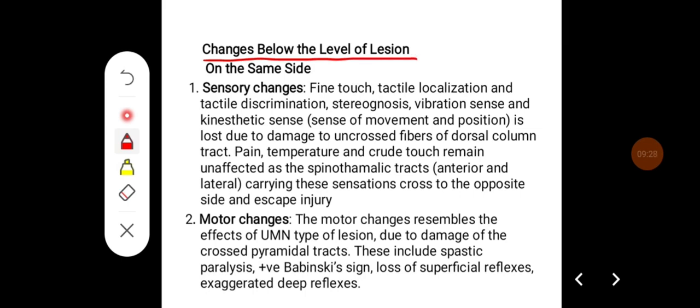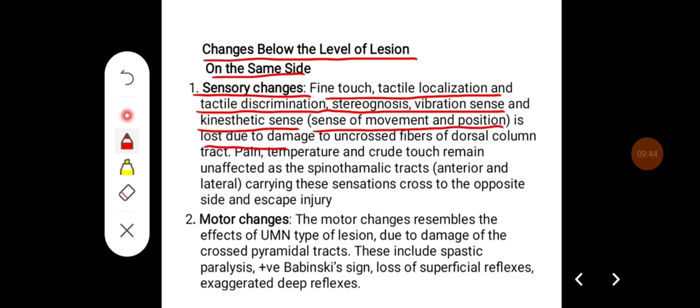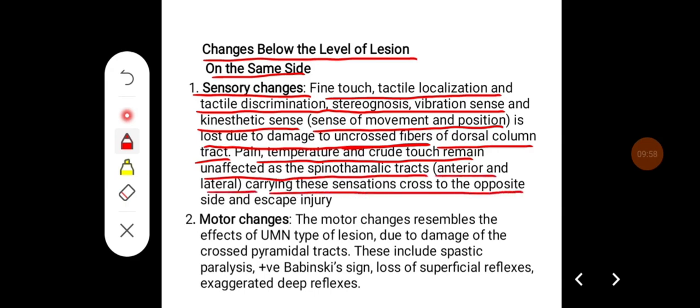Changes that are seen below the lesion, that is on the same side, there might be sensory changes like fine touch, tactile localization, tactile discrimination, stereognosis, vibration sense, kinesthetic sense, that is sense of movement and position, is lost due to the damage to uncrossed fibers of dorsal column tract. Pain, temperature, crude touch remain unaffected as the spinothalamic tract, that is anterior and lateral, carrying these sensations cross to the opposite side and escape injury.